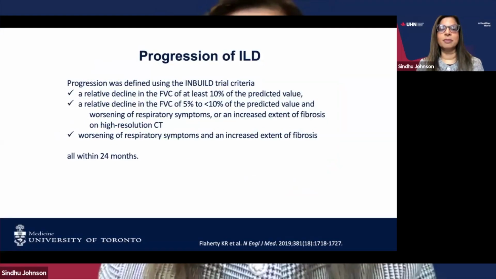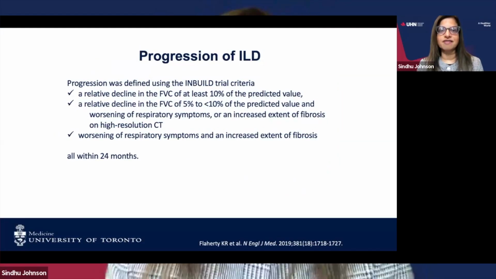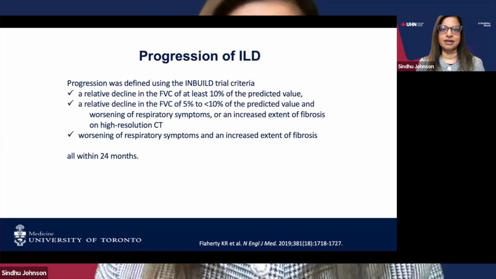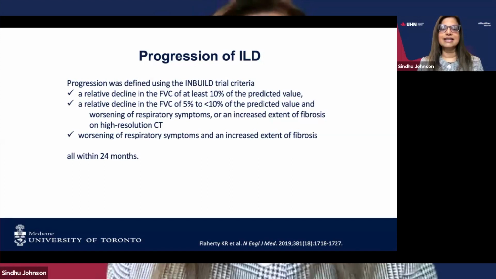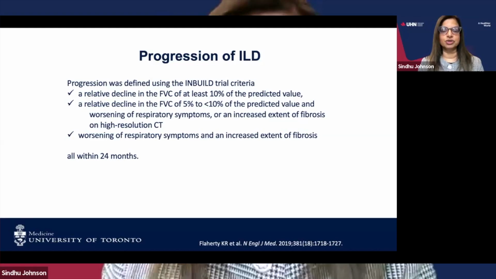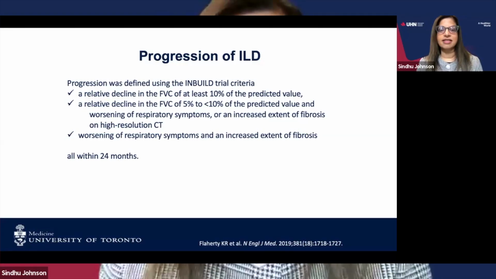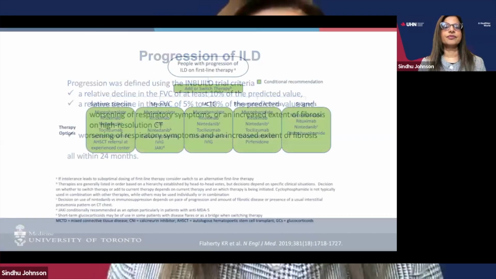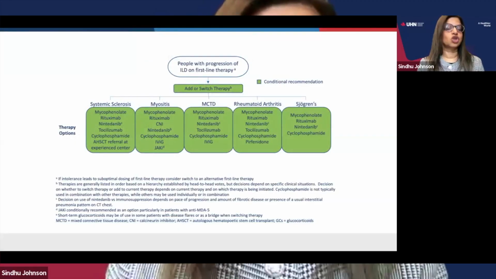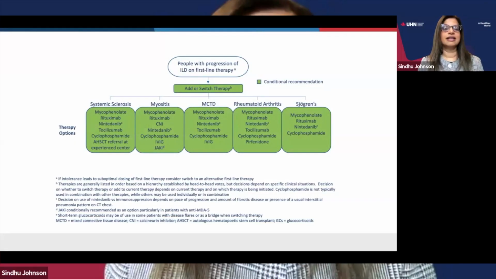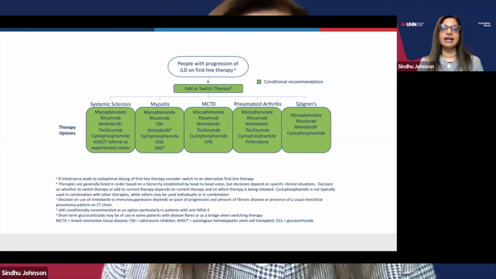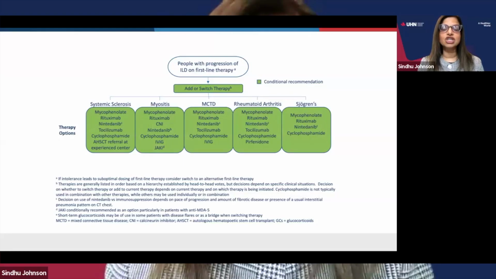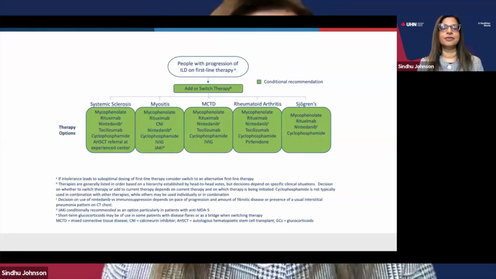The next grouping of recommendations relates to progression of ILD after first-line therapy. For the purpose of the guideline, the inbuilt criteria for progression were used. However, you do not have to use these criteria. Again, I'll draw your attention to the first box labeled systemic sclerosis. Again, there is a menu of options that one can choose from.